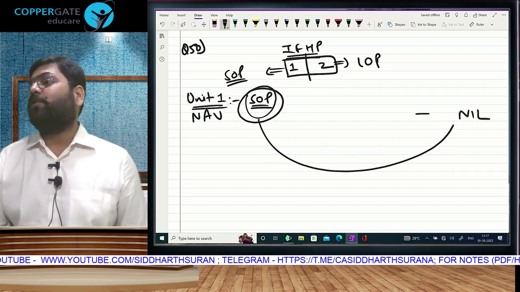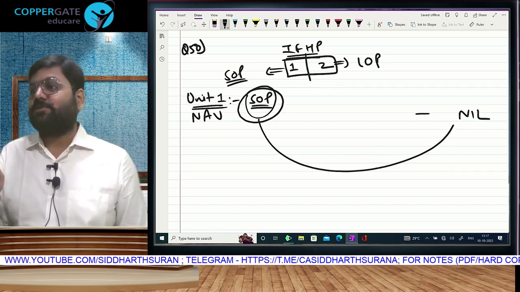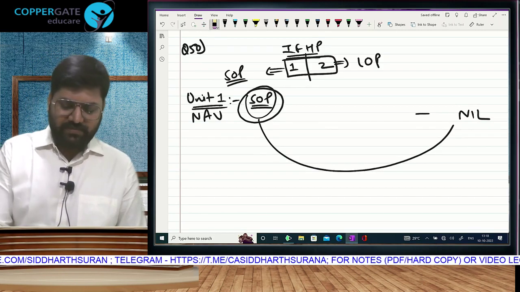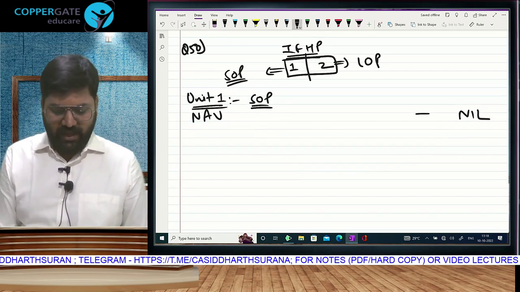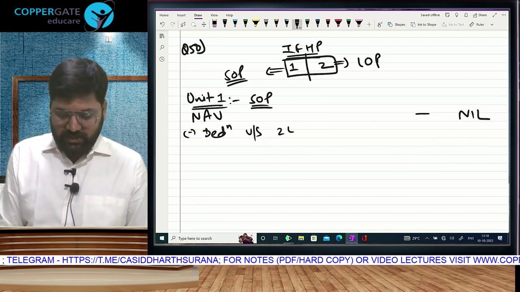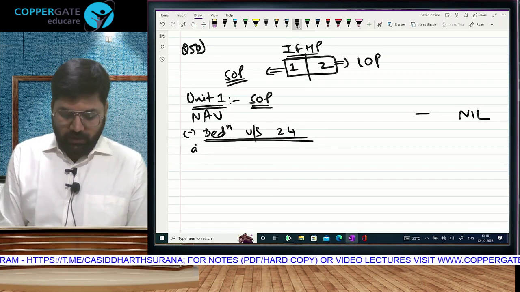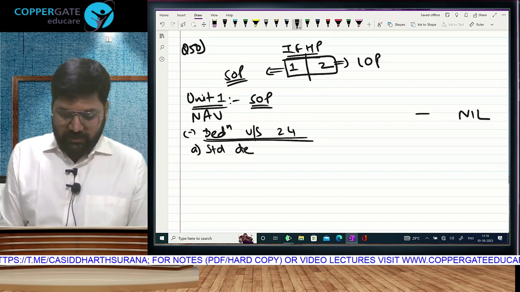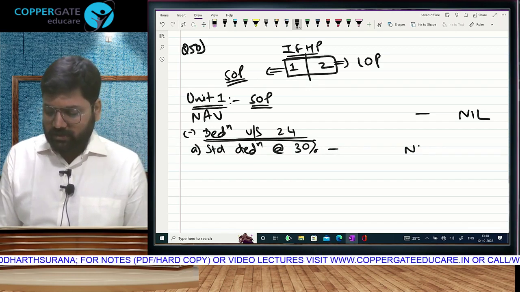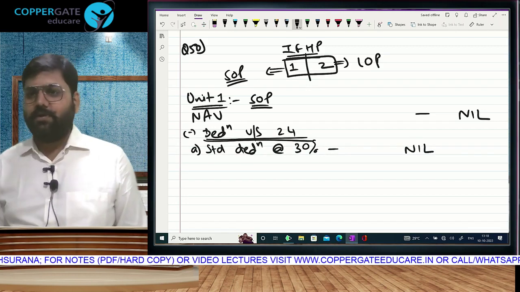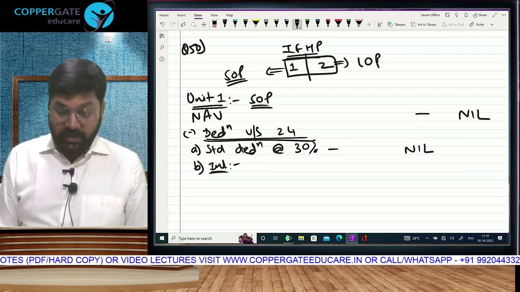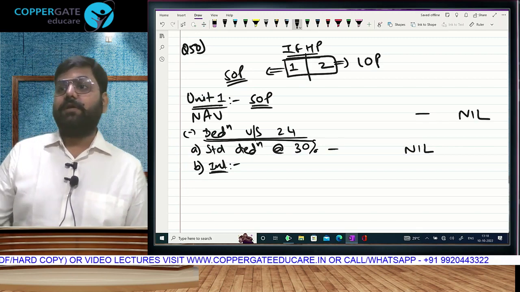Understood? If a property is LOP, then we have to do everything: GAV, municipal valuation and so on. If it is SOP, then immediately NAV becomes nil. And this is why I said write the nature of the property. Okay? NAV nil. After NAV, we have our deductions under section 24. Under 24A we have standard deduction at 30%. This you can check on your calculator. 30% of 0 will be 0 only. And interest on borrowed capital. The interest data is given to us. Interest on loan taken for the property.